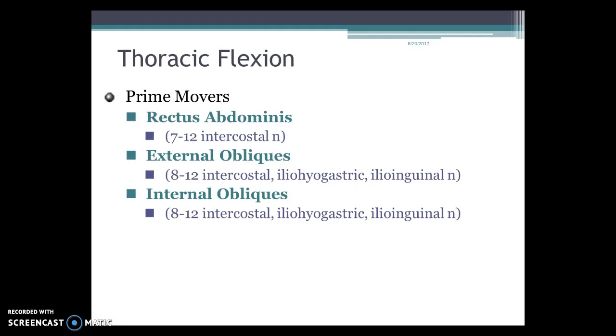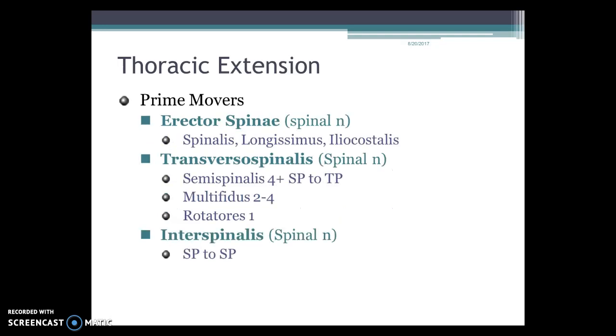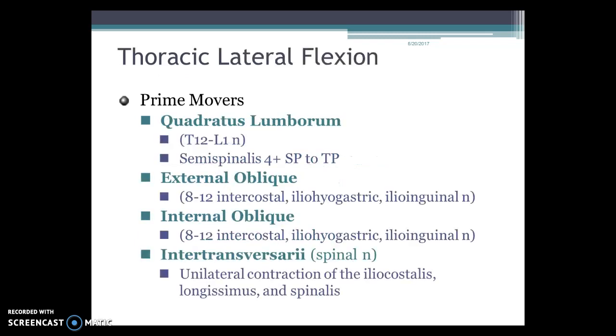Prime movers for thoracic flexion are your rectus abdominis, your external obliques, and your internal obliques, because of course those obliques are working bilaterally for thoracic flexion. Thoracic extension, your prime movers are going to be your erector spinae group, your transversospinalis, and your interspinalis, which we showed some pictures of in the cervical anatomy review. Lateral flexion, your quadratus lumborum, your obliques, this is when they work unilaterally, and your intertransversarii, which will also be contraction on the same side.